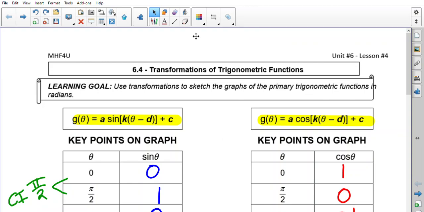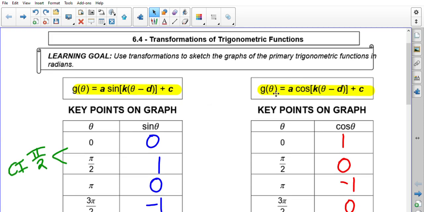Hello class, today we are going to go over Unit 6 lesson number 4, which is 6.4 transformations of trig functions. So everything in terms of the equation letters like A, K, D, and C will be the same here. So today we're going to learn how to graph equations of these two highlighted forms using transformation statements, so mapping notation, and using characteristics. Okay, so just keep in mind, you can have theta in here as your equation. Sometimes it might be x or another letter.